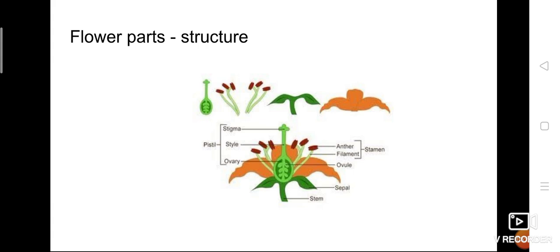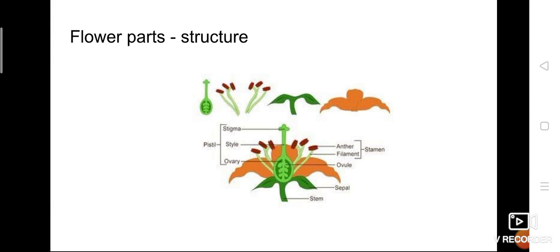As I told before, reproduction is very important in plants also. For reproduction, we need reproductive organs. We need both male and female reproductive organs, because the male reproductive organ produces male gametes and the female reproductive organ produces female gametes. Gametes are nothing but sex cells.